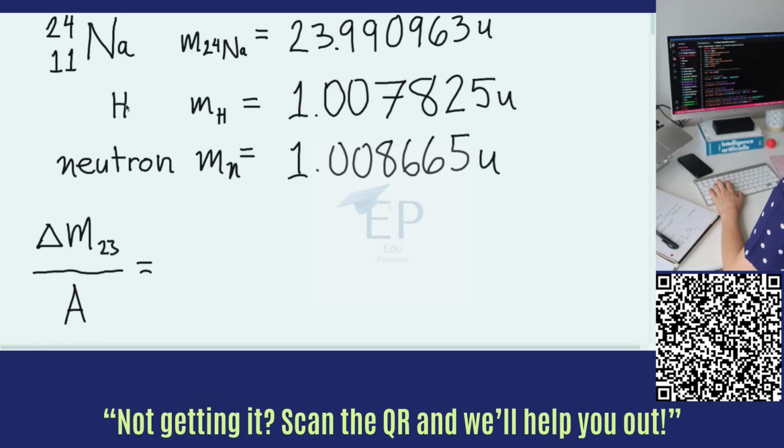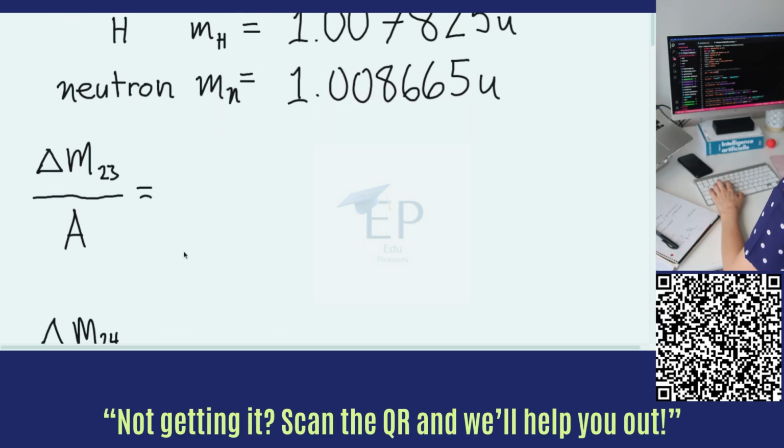We also need the mass of the hydrogen atom, which includes a proton and an electron. Hydrogen has an atomic mass of 1.009825 atomic mass units. And finally, we also need the mass of a neutron in atomic mass units, and that value is 1.008665.